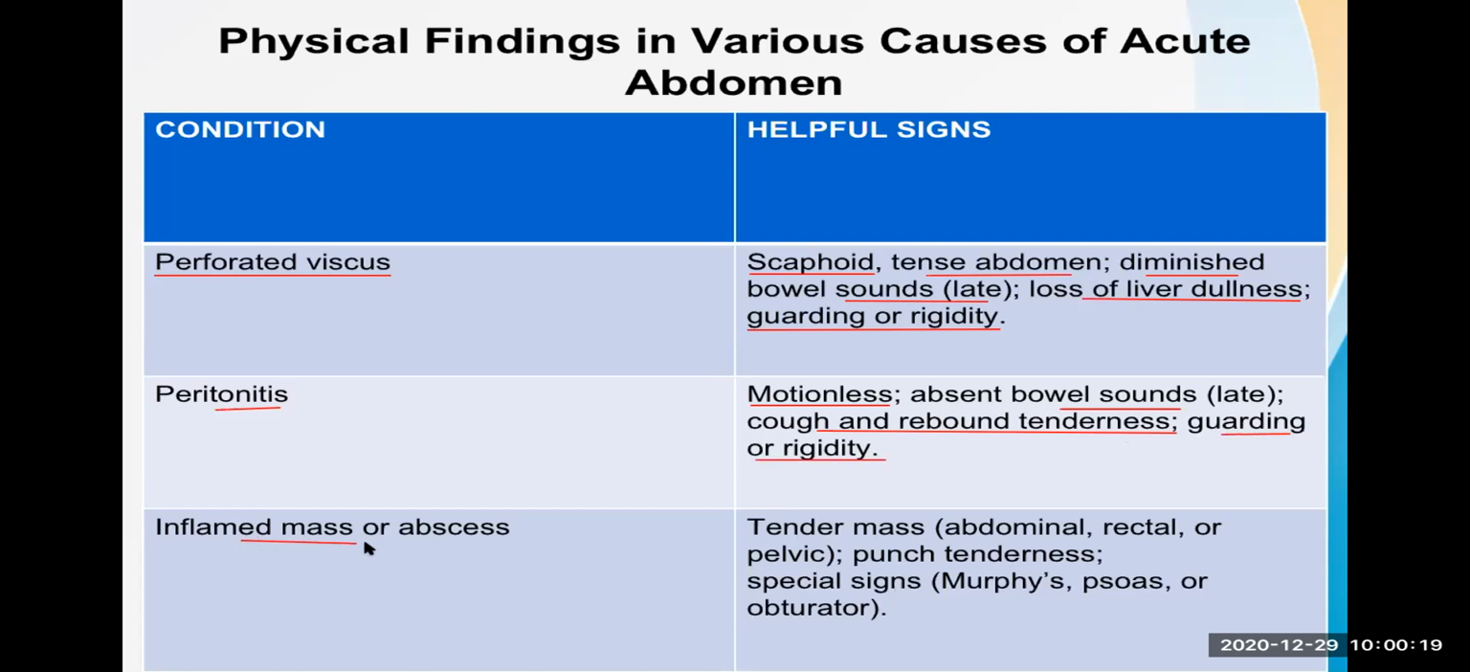Now, an inflamed mass or abscess may be the cause of acute abdomen. So if that is the cause, then these are the physical findings. There is a tender mass which can be palpated in the abdomen, in the rectum, or in the pelvic area, wherever the mass is. So we can feel them there. There is punch tenderness, and there are special signs like Murphy sign, Schwartz sign, or even obturator sign. Now, Murphy sign is seen in acute cholecystitis. Schwartz or obturator signs are seen in acute appendicitis. Okay, Schwartz sign and obturator sign. In today's class, we are going to talk about them.